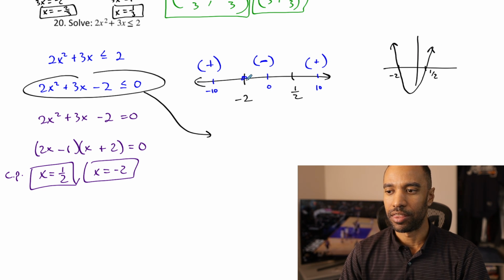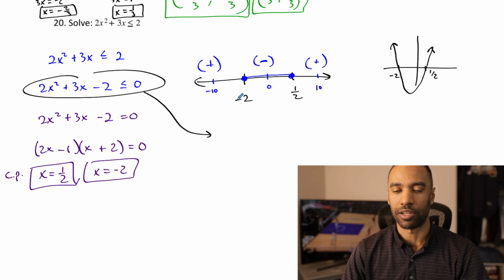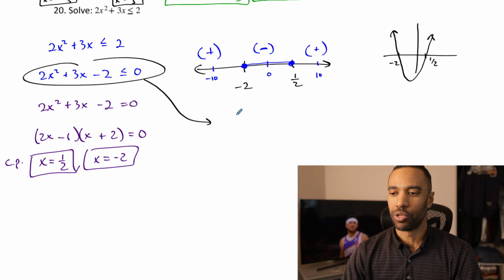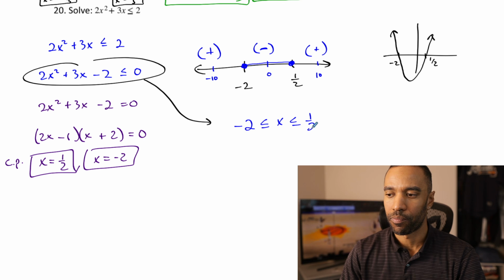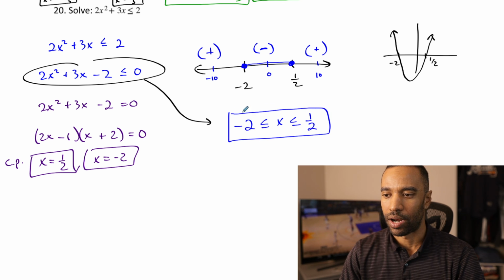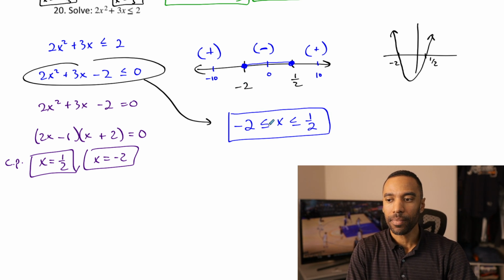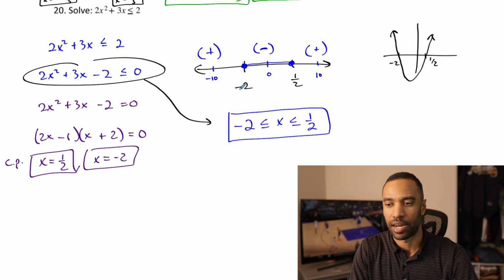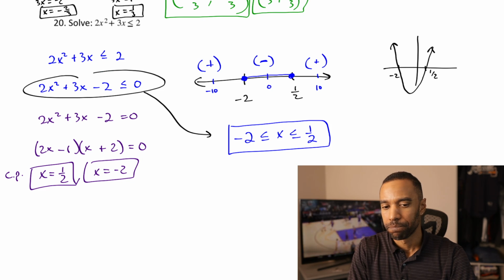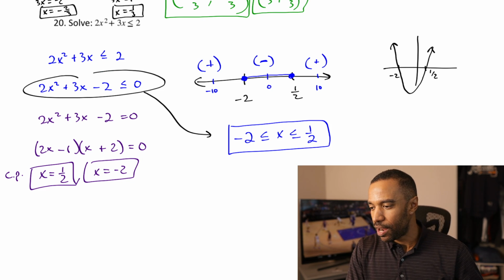So it's negative on this interval, between negative 2 and positive 1/2, and it includes those. So the solutions here are everything x between negative 2 and positive 1/2, including them. These are the ones that make it negative here, which means they're the ones that make it less than or equal to 2. And that's kind of the goal. That's what we had. Okay, guys, that ought to do it for this one.